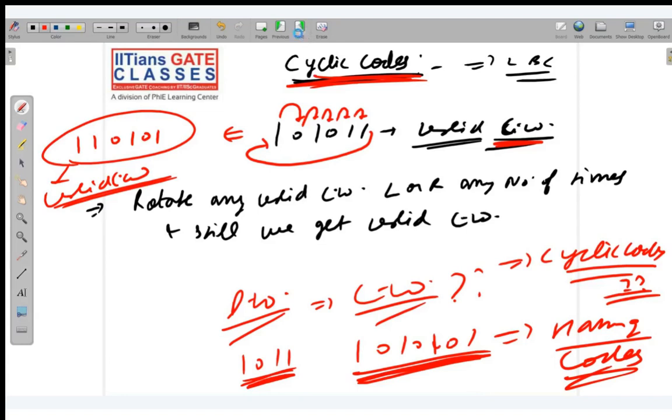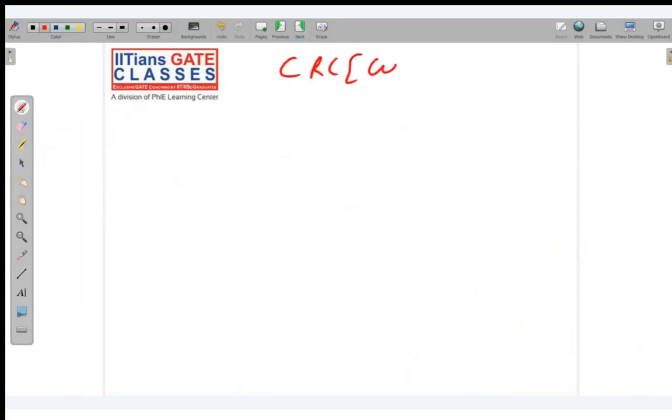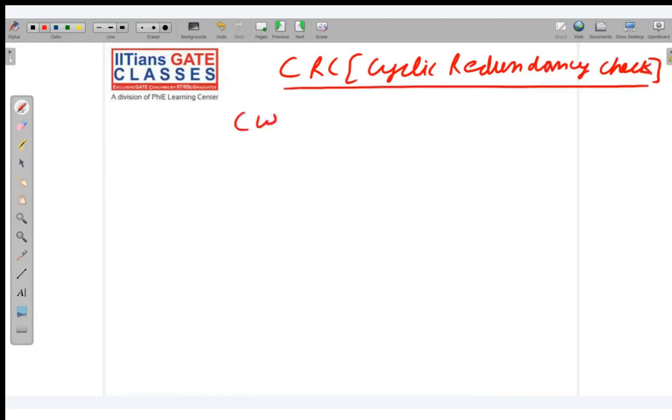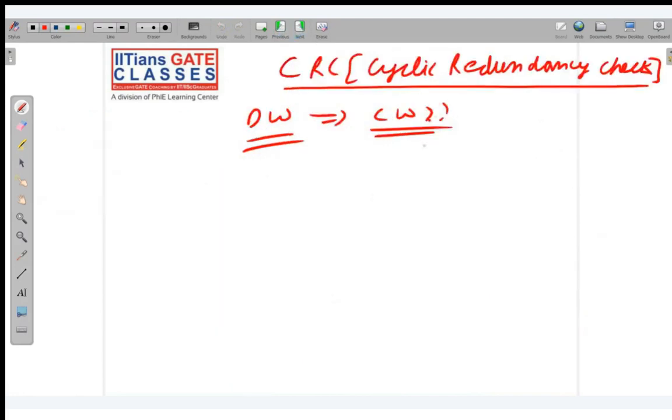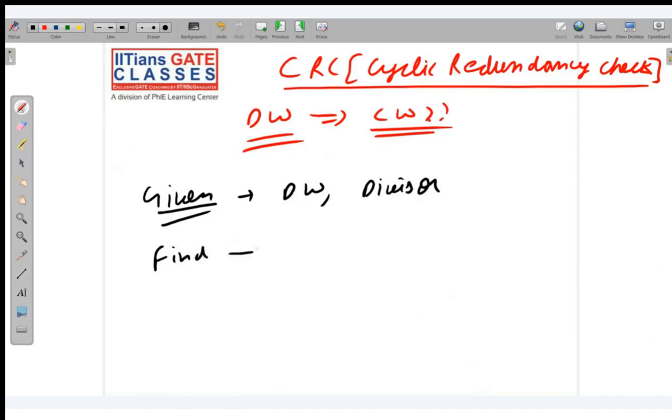Okay, so now we are going to start CRC, that is cyclic redundancy check. What is it used for? We have a data word and we want to find the code word. So what is the process for cyclic codes? That process is CRC. How will we do it? What should be given to you in the question? A data word and a divisor. And what you want to find is the code word.